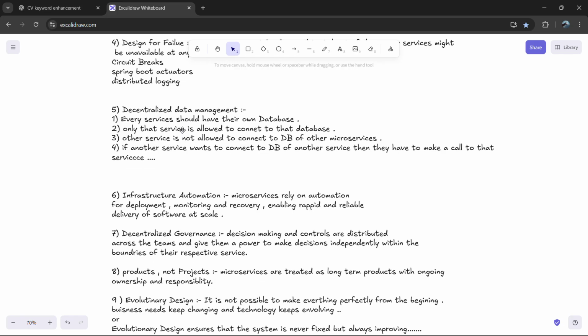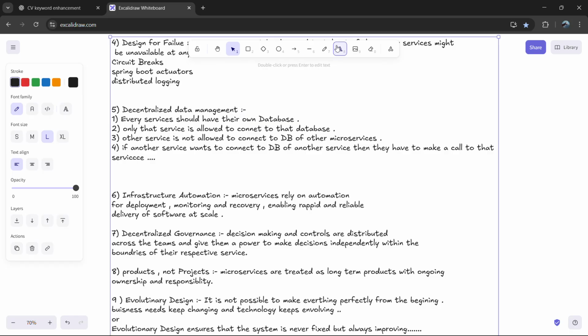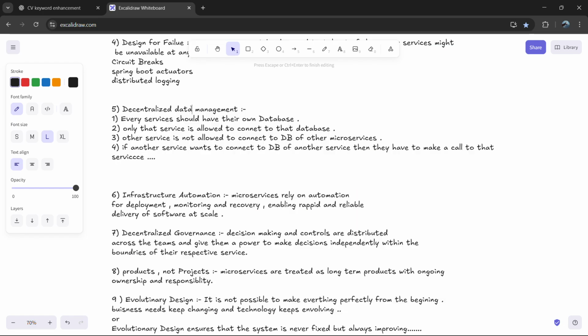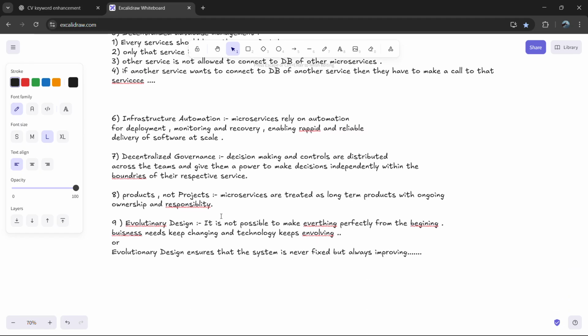Okay, the fifth point is decentralized database management. Every service should have its own database. Only that service is allowed to connect to that database. Other services are not allowed to connect to the database of another microservice.